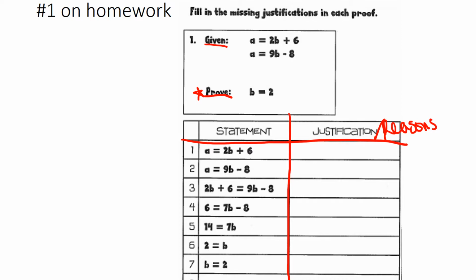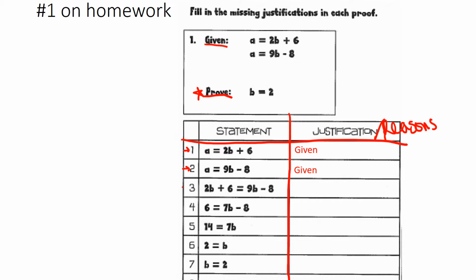So we're going to start with our two columns, our statements and justifications. So we always start with the givens. a is equal to 2b plus 6. That was given to us. And a is equal to 9b minus 8. That was also given to us.